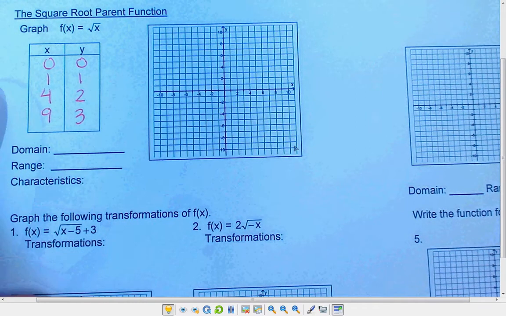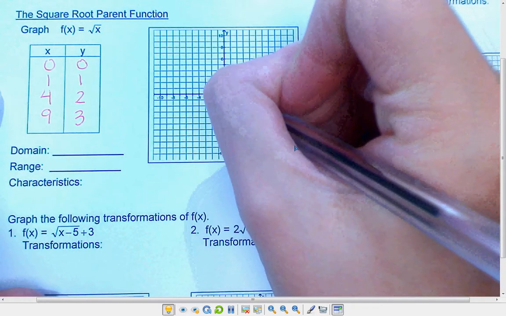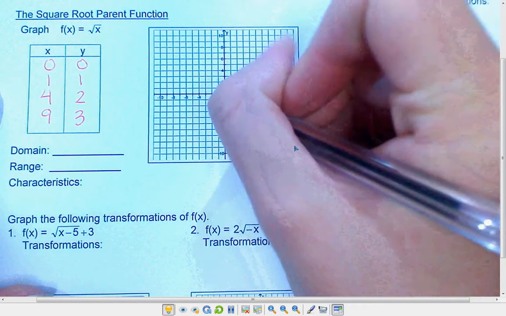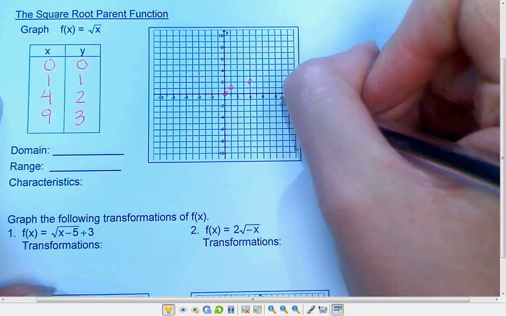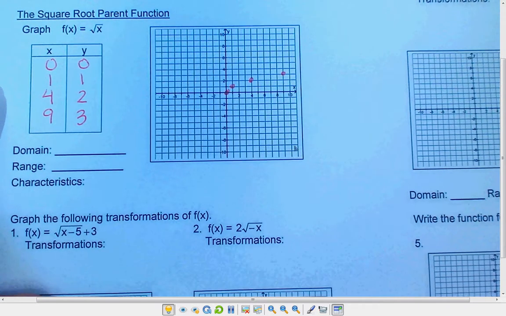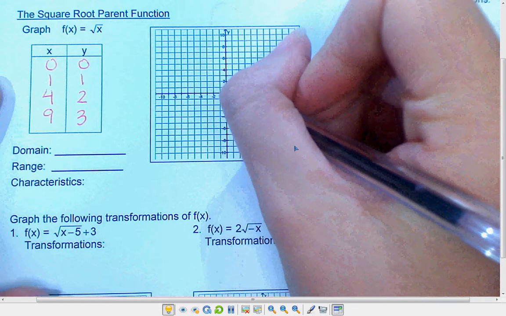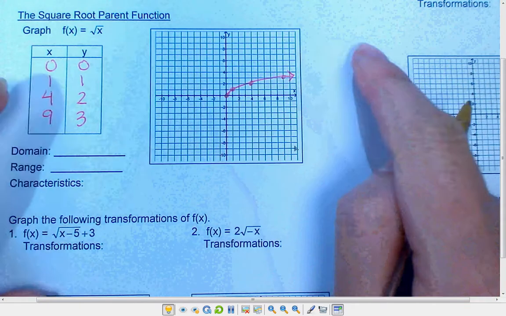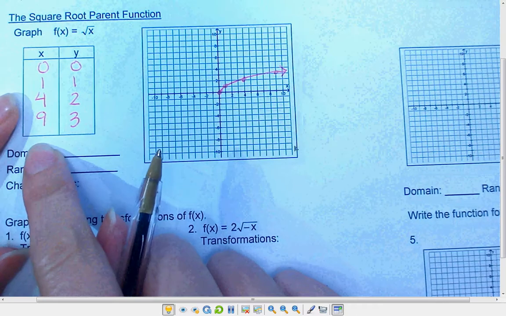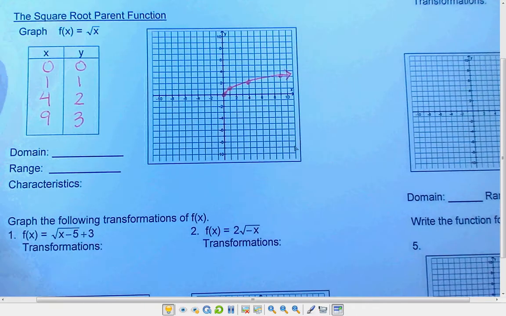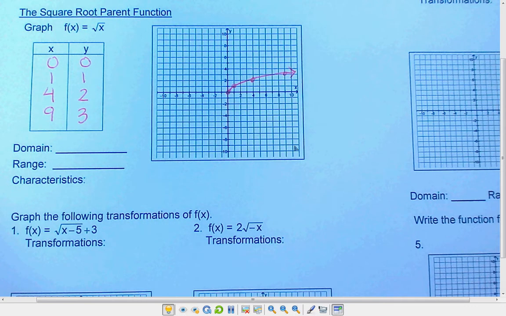So now we're going to graph this. (0, 0), (1, 1), (4, 2), (9, 3), and connect these points, and this is our parent function for the square root function. Draw an arrow because it does keep on going. For example, our next point could have been (16, 4), but we're just not going to draw it because it's off our graph.